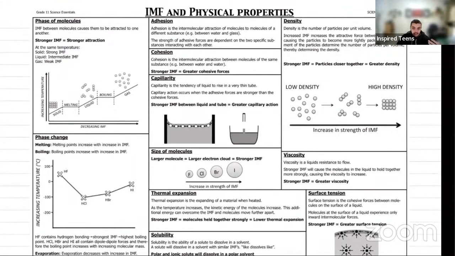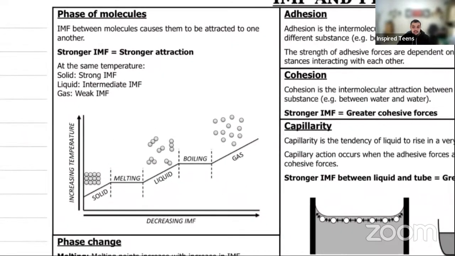Intermolecular forces and physical properties, right? So these are also very important. Let us discuss the phase of molecules. Intermolecular forces between molecules cause them to be attracted to one another. Strong intermolecular force equals strong attraction. So yes, the stronger the intermolecular force, it makes sense, right? An intermolecular force is a force that is keeping the compounds together. The stronger the intermolecular force, the stronger the attraction, because the stronger the bond is that's keeping them closely knitted, the stronger they are attracted towards one another.